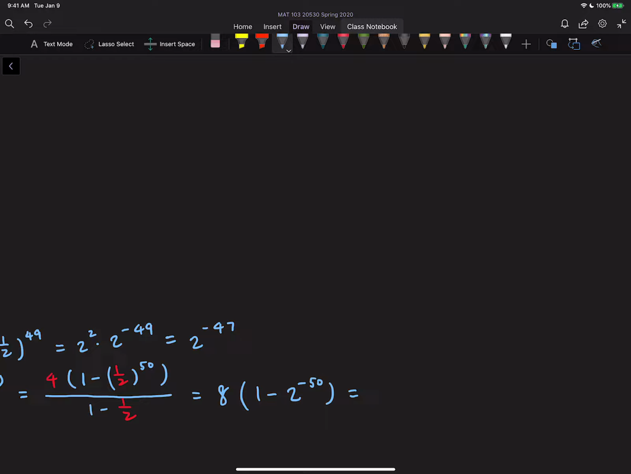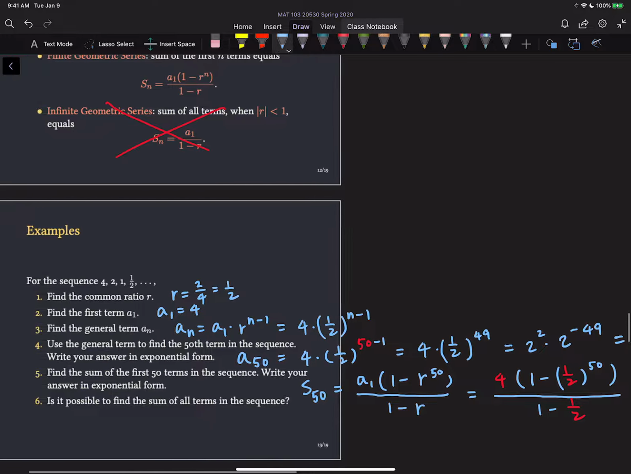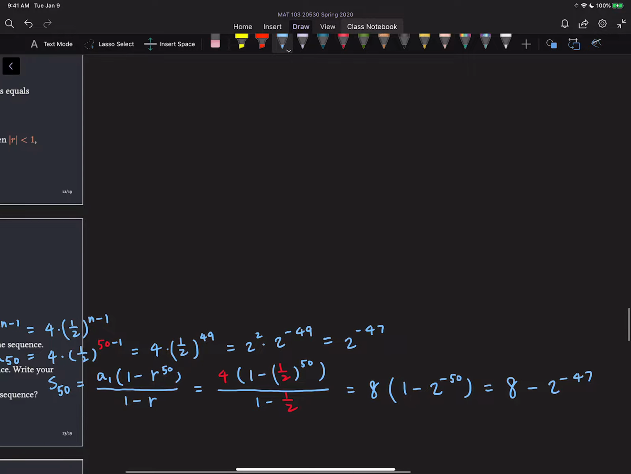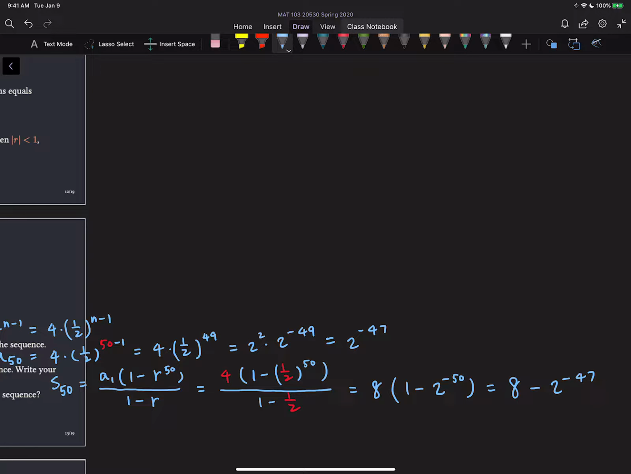So you're going to distribute 8, and that will give you 2 to the third minus 2 to the negative 47. So this is if you apply exponential rules, and then you will get your answer like this. And again, we didn't write down the actual number, we just used the exponential form to write your answer.